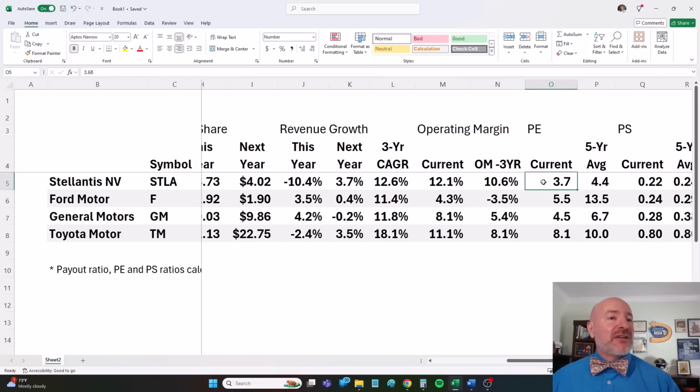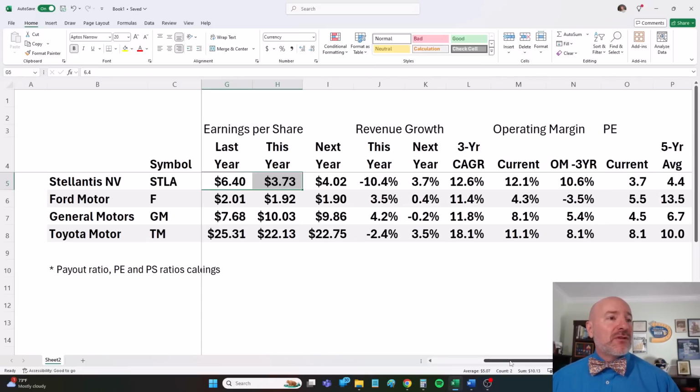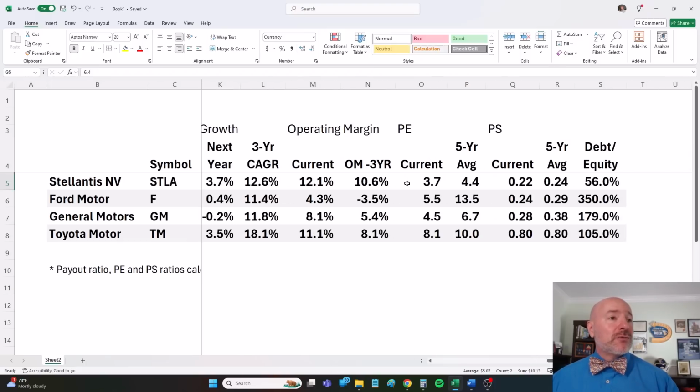You can get shares of Stellantis extremely cheap here, 3.7 times on a PE ratio, 0.22 on a price to sales, but you've also got problems. You've also got negative 10% revenue growth. You've also got earnings that almost halved over the last year. You've also got some real problems in these companies. So you really want to take it as a whole and figure out which metrics you want to overweight and which ones you want to underweight a little bit.